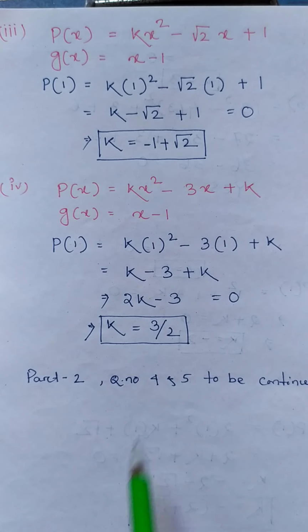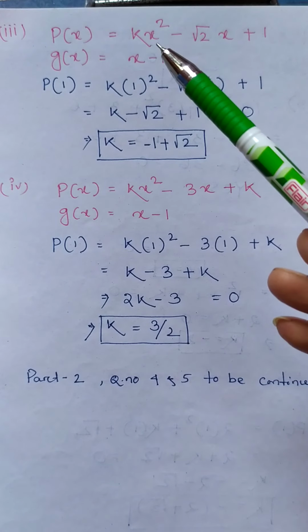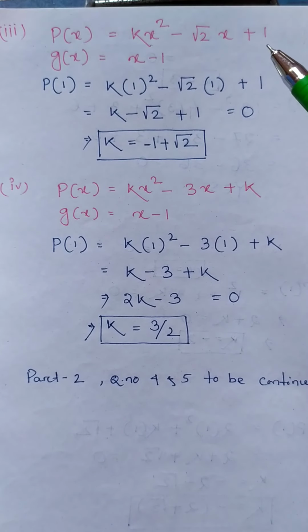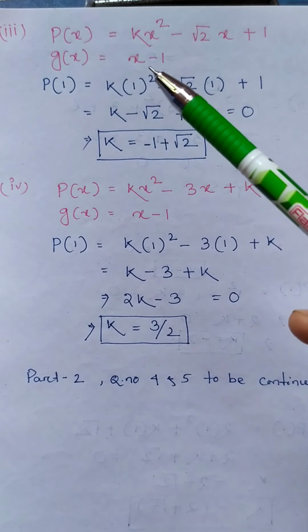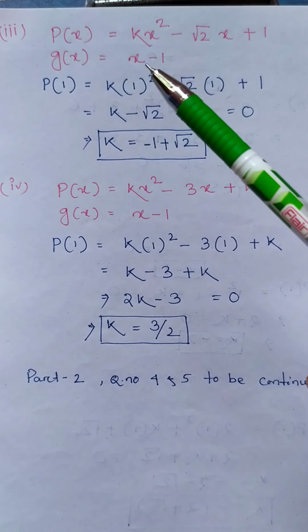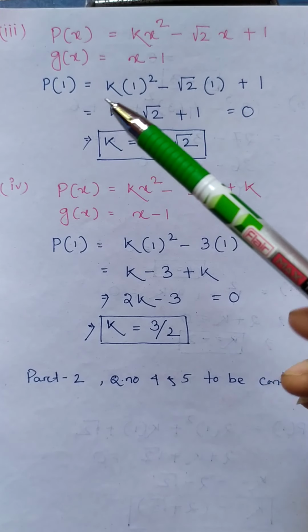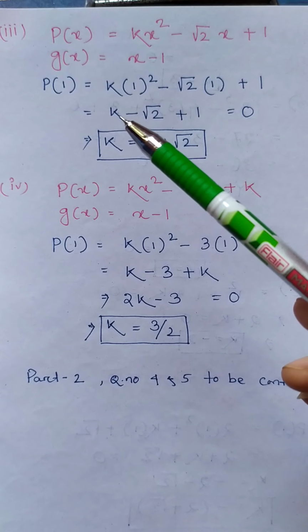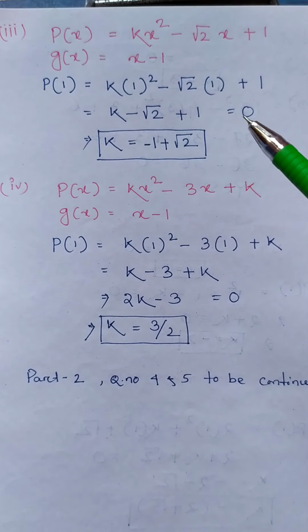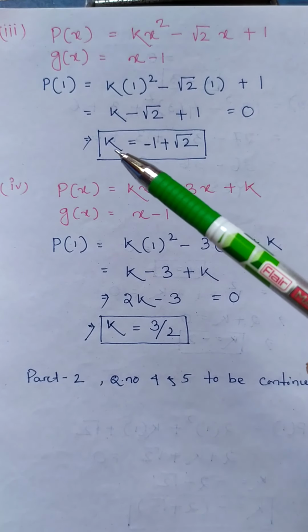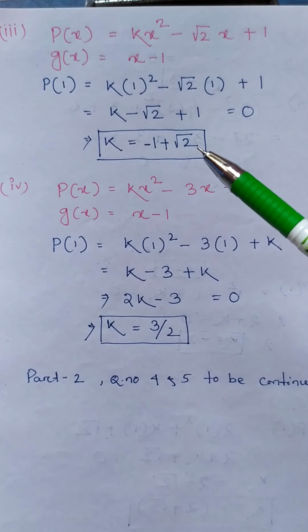Part 3, p of x is given as kx square minus root 2x plus 1, where g of x is equal to x minus 1. So again putting x as 1 in p of x, we got a value of k minus root 2 plus 1, which must be equal to 0. Hence k will come as minus 1 plus root 2.